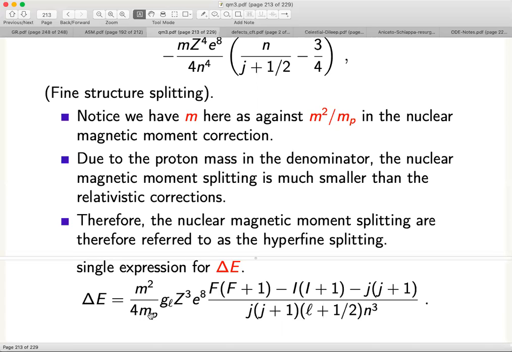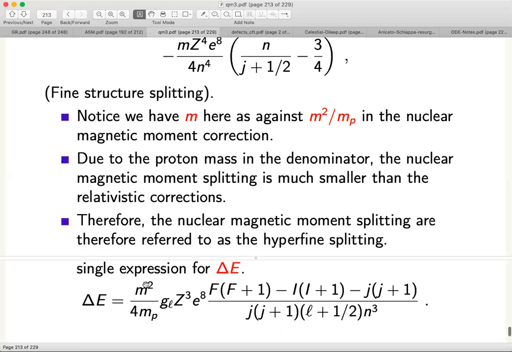And if you try to make a comparison of this with the fine structure splitting, then this is clearly smaller, and that is the reason why it's called hyperfine. So yes, you could probably put the additional factor here. It will make the splitting even smaller actually. Any other question?